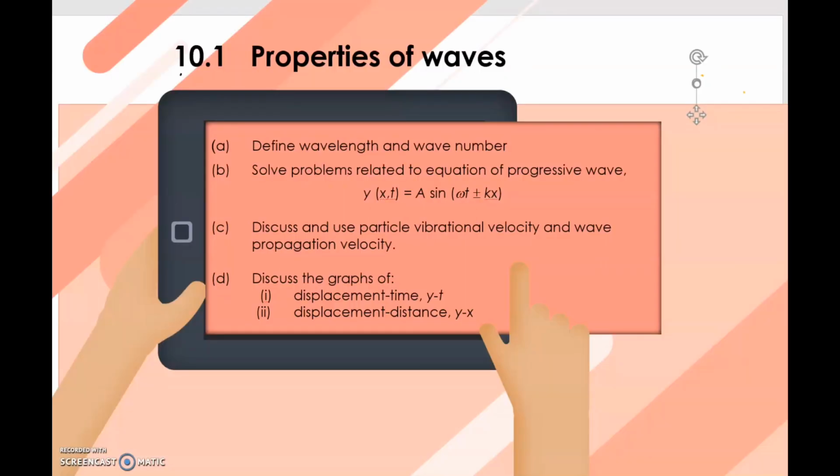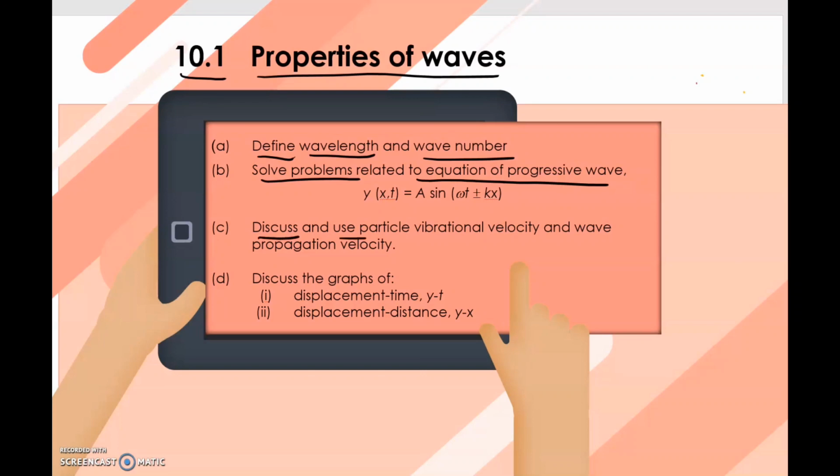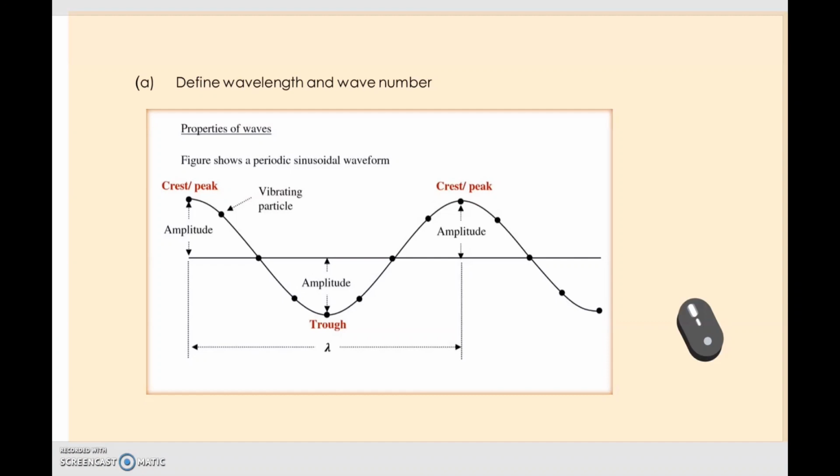Okay, so now let's move to 10.1, which is properties of wave. At the end of this chapter, you should be able to define wavelength and wave number, and solve problems related to the equation for progressive wave, where y is equal to A sin(ωt ± kx). You also have to discuss and use particle vibrational velocity and the wave propagation velocity. And the last one, you have to discuss the graph of displacement versus time and displacement versus distance.